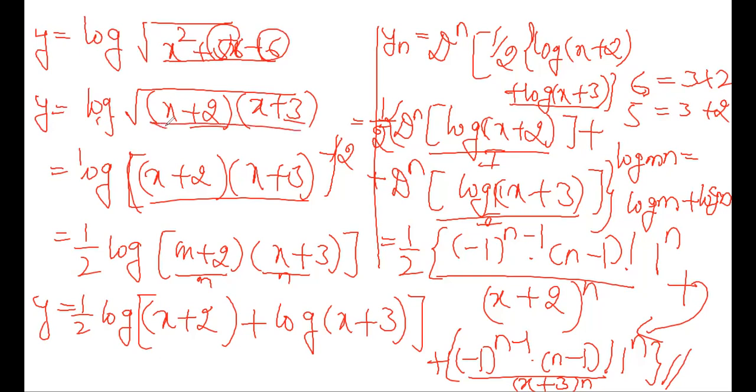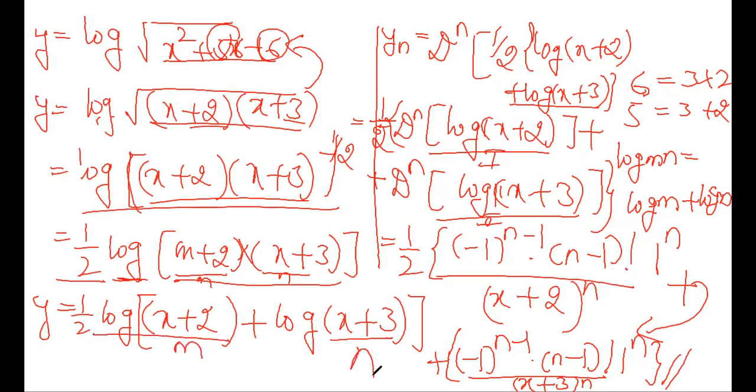After that, the multiplication again gives this equation. Next, the log of this, then the root. The root value means 1 by 2. After that, log m to the power of n means n log m. Then the next step: log of m into n means log m plus log n. I apply log m plus log n.